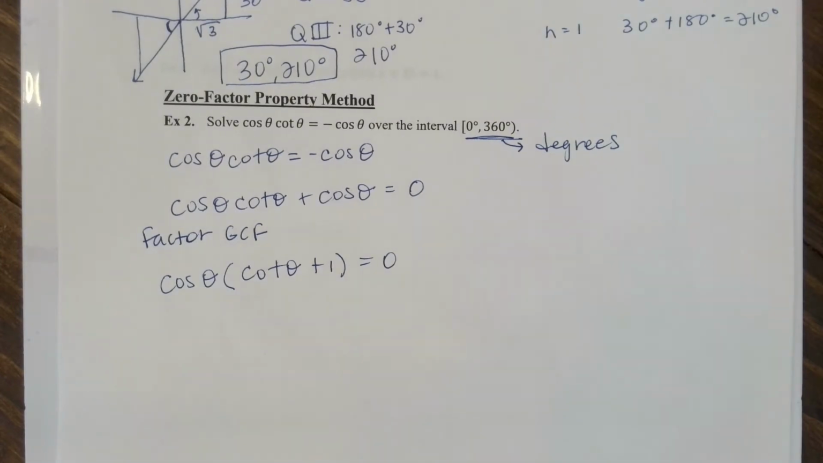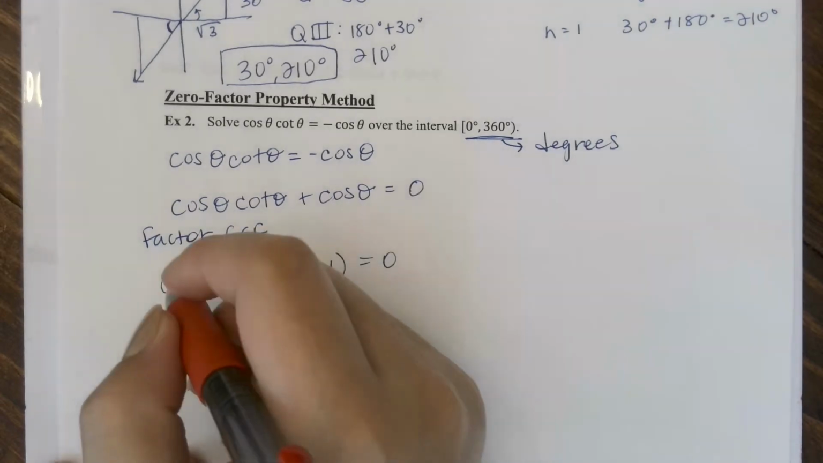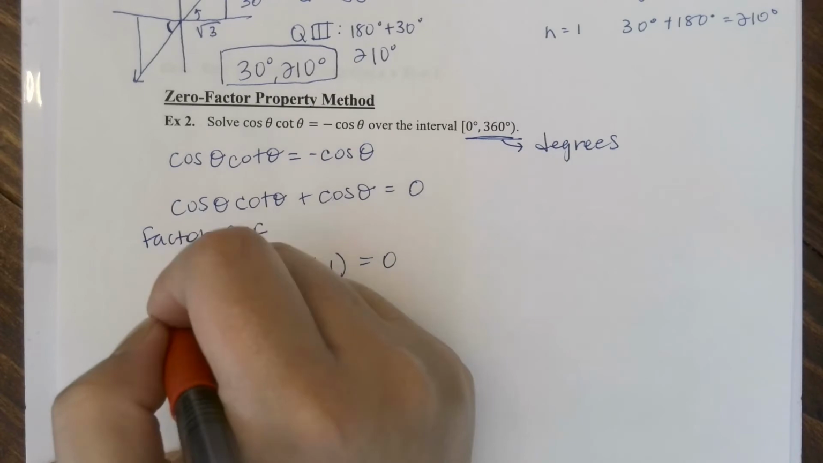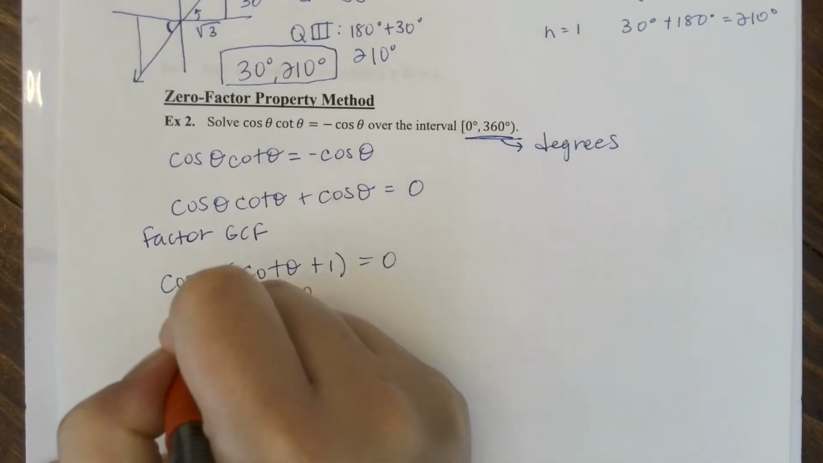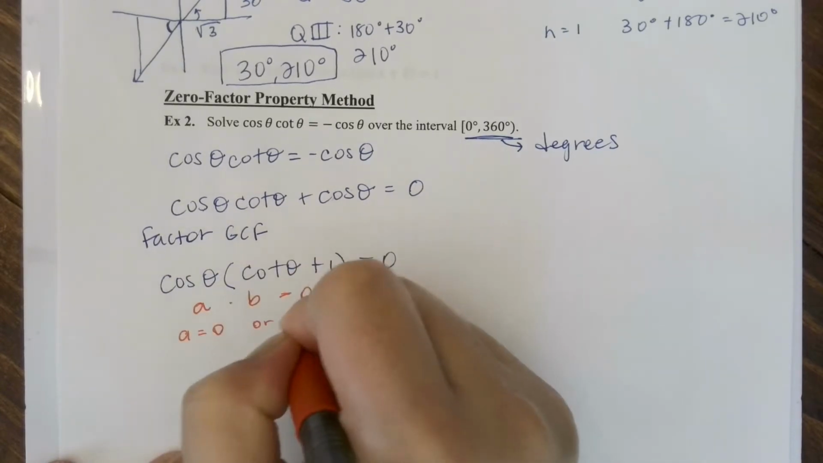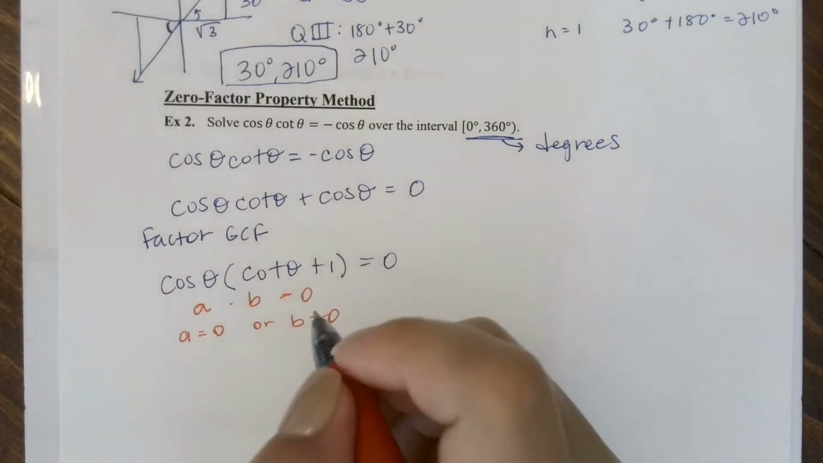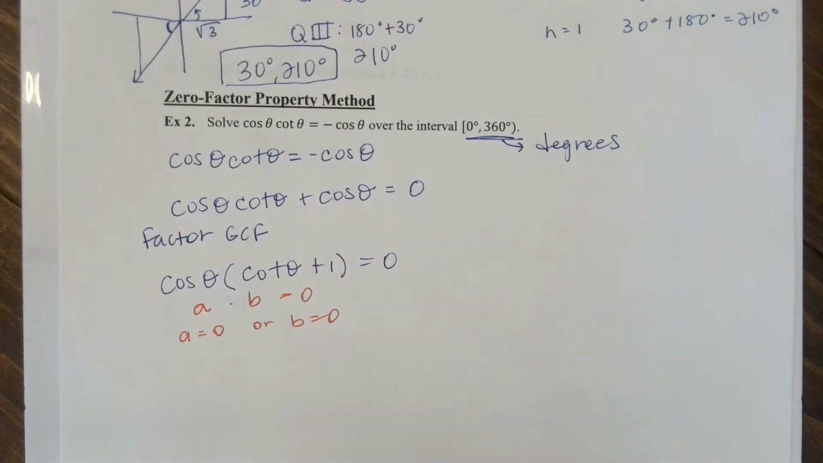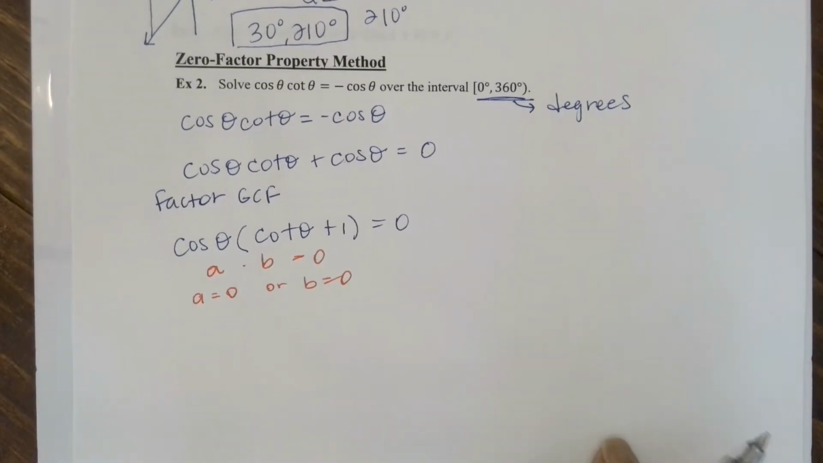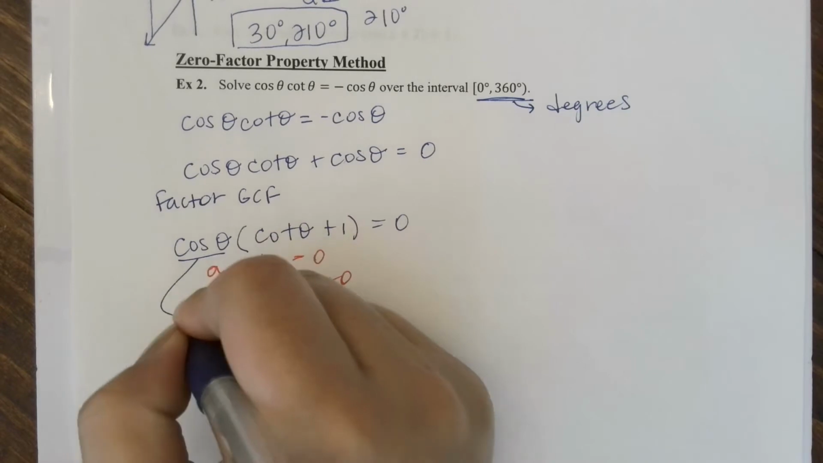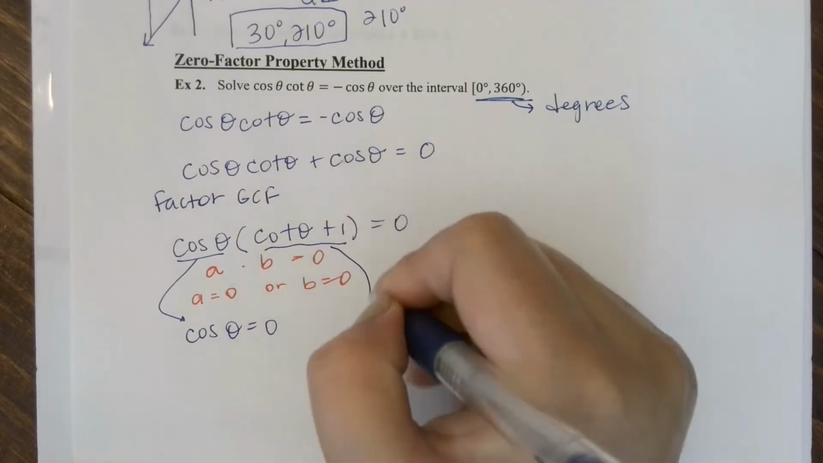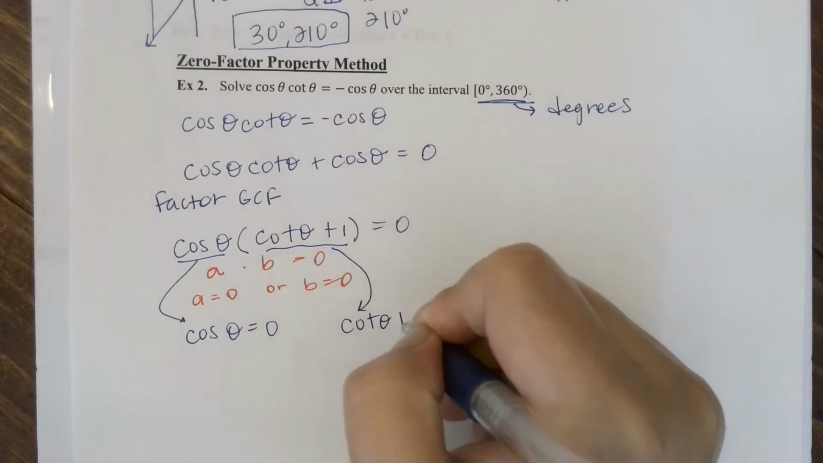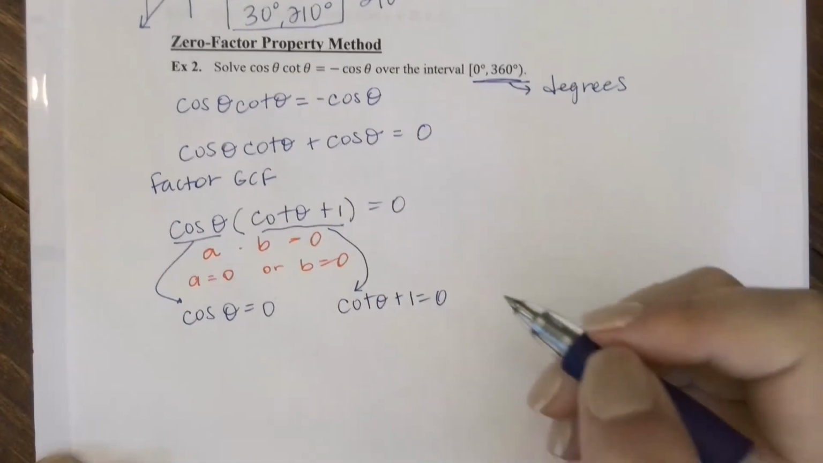Alright, so this is where the zero factor property method comes in. So the zero factor property says that if we have A times B equals 0, then either A equals 0 or B equals 0. So we're going to set each of these factors equal to 0. So we have cosine theta equals 0, and then we have cotangent theta plus 1 equals 0.